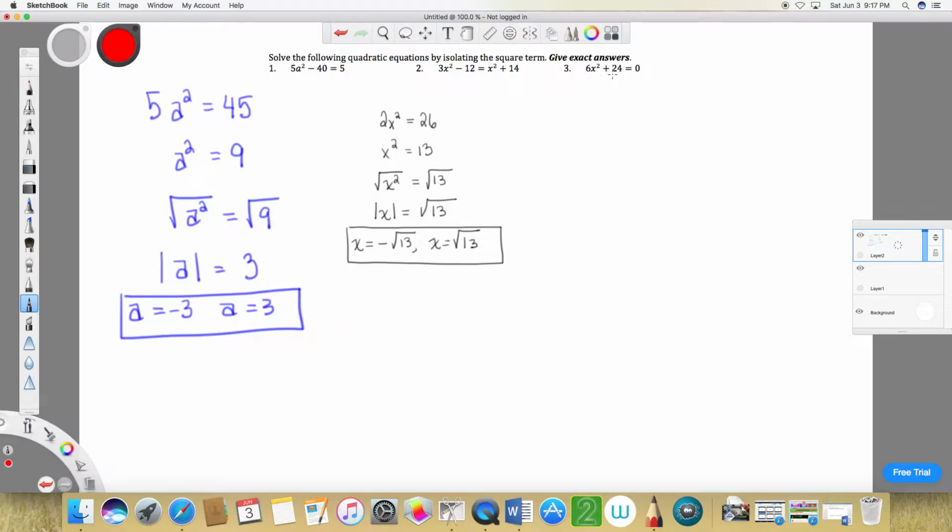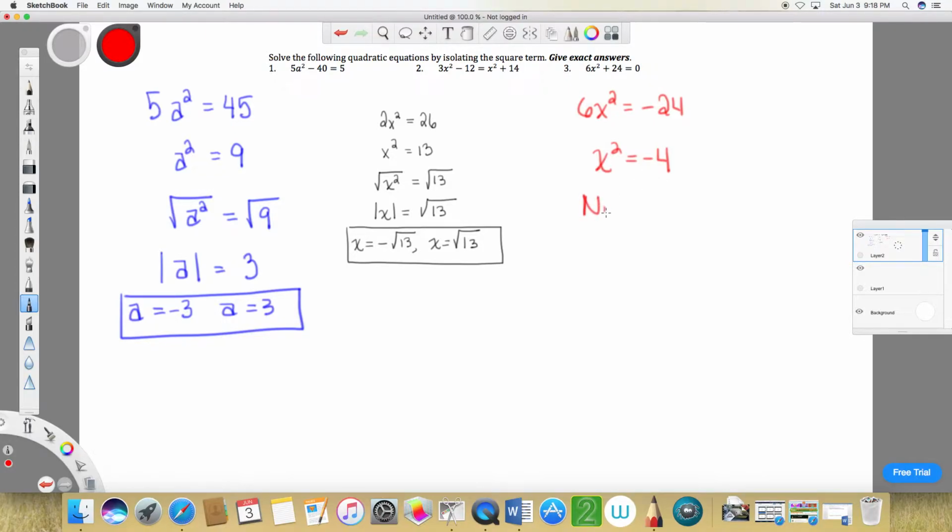All right, let's look at this number 3. Let's subtract 24 from each side. Divide by positive 6. And we notice that we have a problem here, that when you take any real number, doesn't matter what it is, and you multiply it by itself, you're only going to get 0 or positive. You're never going to have a negative number.